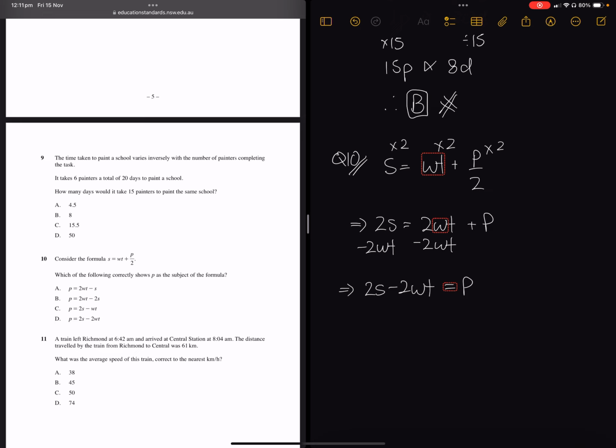Now we just need to find which one of these expressions is the same as this. Not A, not B, not C. It is D. P is 2S minus 2WT. So this is D. And the answer to question 10 is D. So this was questions 6 through 10 of the 2024 HSC Standard 2 Maths paper.